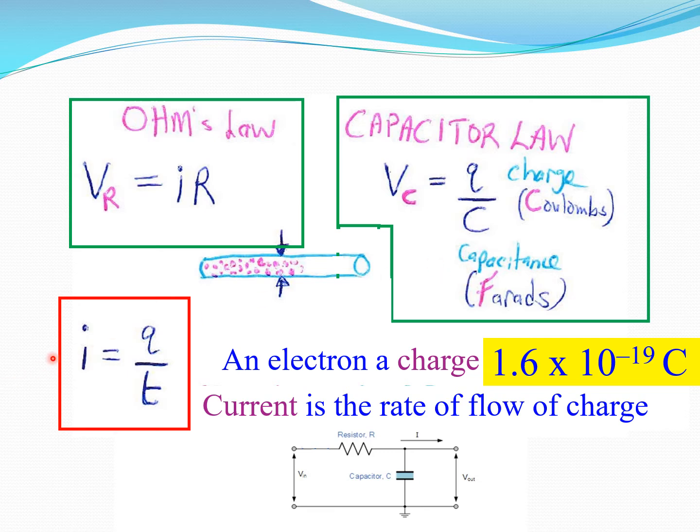We also note that the current I is equal to Q divided by T, the charge divided by the time. The current is the rate of flow of charge, and an electron has a charge of 1.6 by 10 to the minus 19 coulombs, and this is a negative charge.